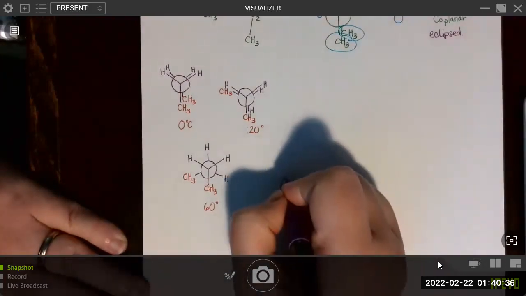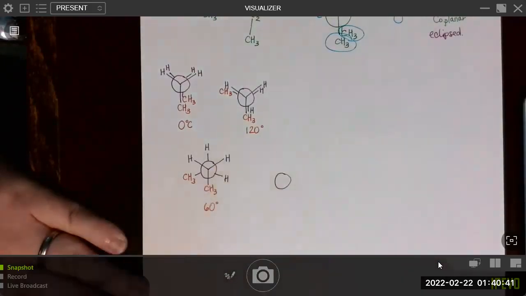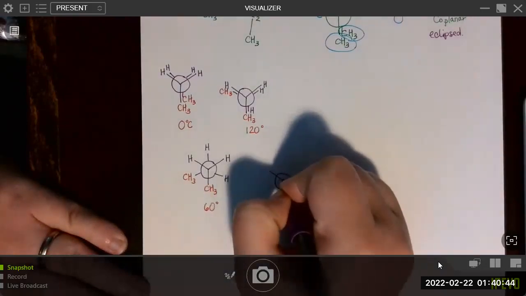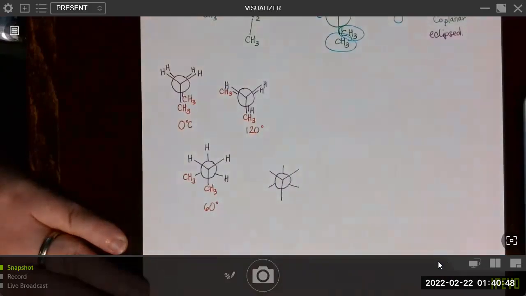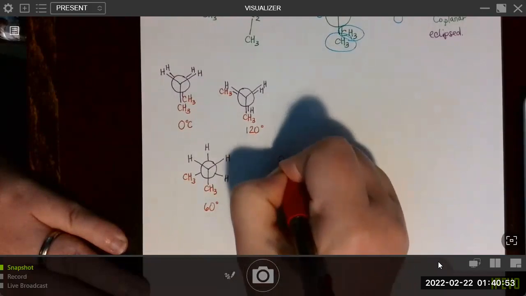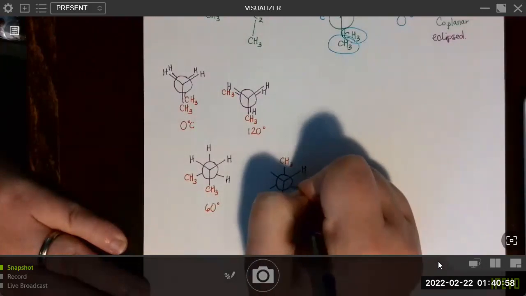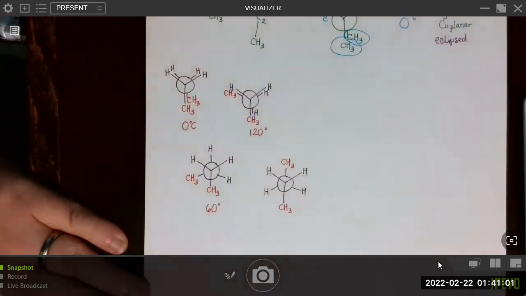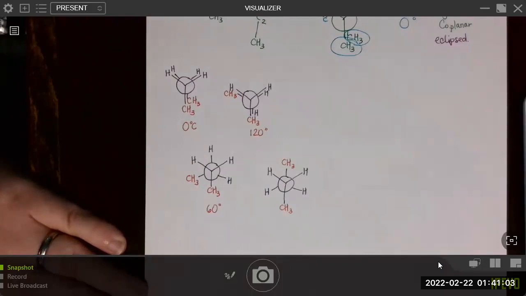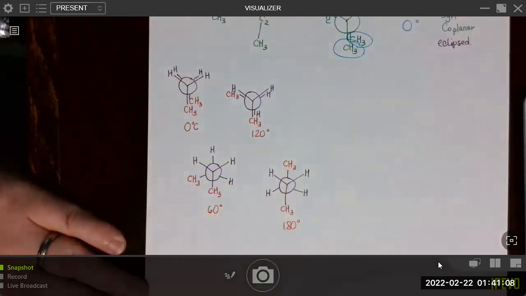So we're going to draw our next conformation just a little bit lower than the gauche conformation. And again, it's going to be staggered, and our methyl groups will be anti to one another. And that's the lowest energy conformation for butane. I'll label that 180 degrees. Right? And then we just keep going.